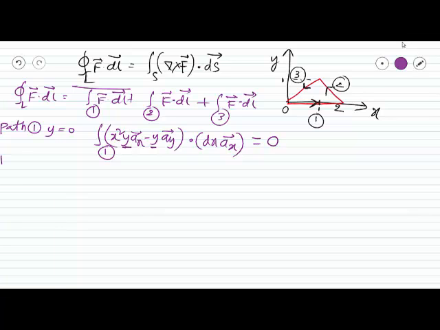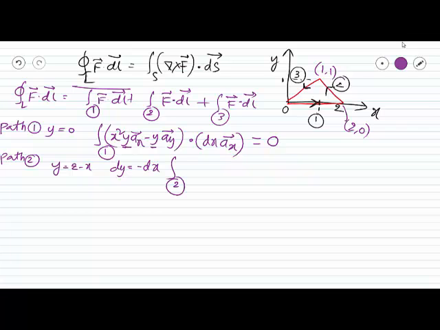Now coming to path number 2. Path number 2, we are moving from x equal to 2 to x equal to 1, because this point is 2 comma 0, this point is 1 comma 1, and we are moving in this direction as the arrow shows. One more thing is, this path has the equation y equal to 2 minus x, so dy equal to minus dx. So let us evaluate this.